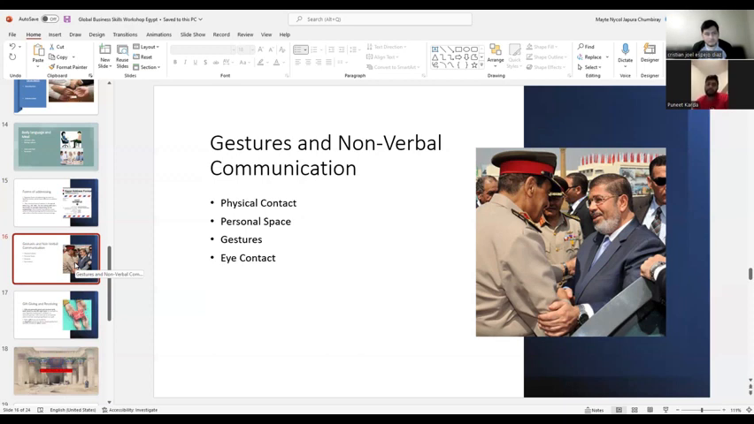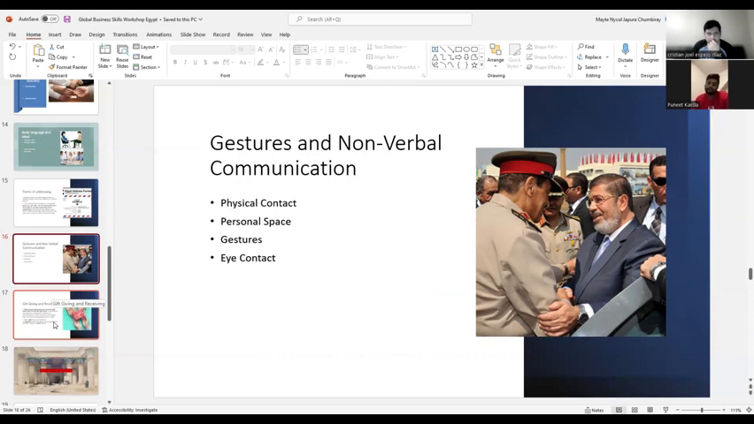Now I'm going to talk about gestures. Egyptians are people who use their fingers and hand movements as gestures during the conversation. And eye contact. Eye contact is very important in Egyptian non-verbal communication. They have a direct communication, and sometimes it is shown as a symbol of respect to the other person.